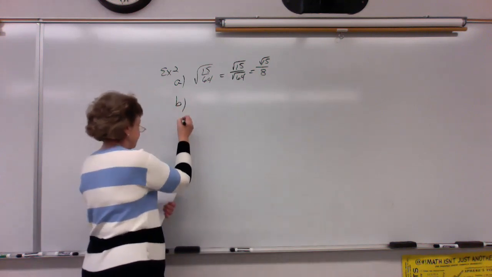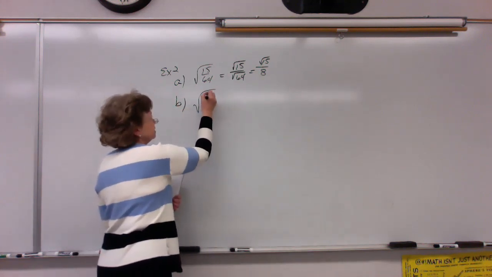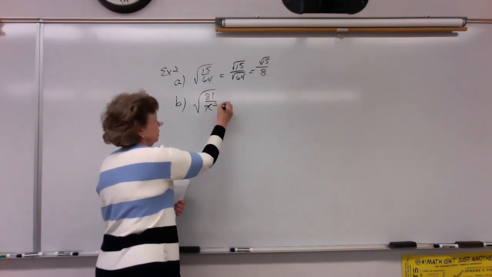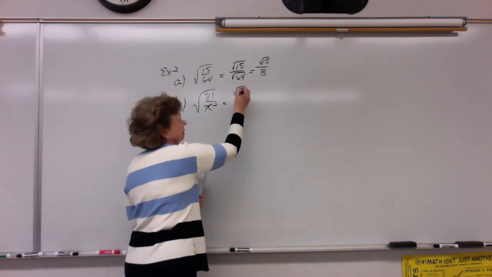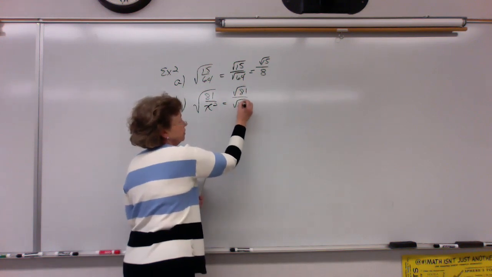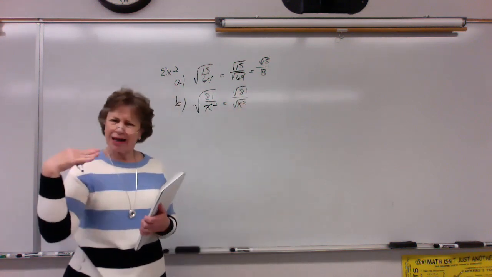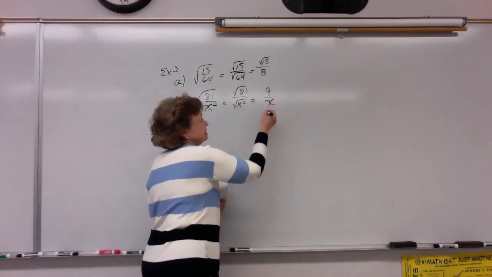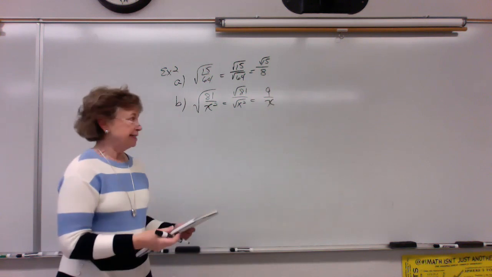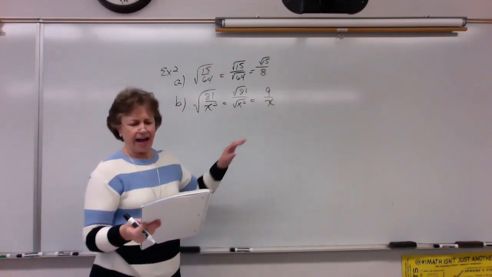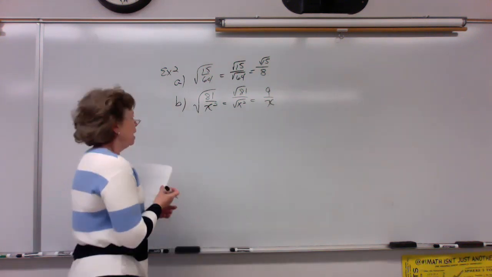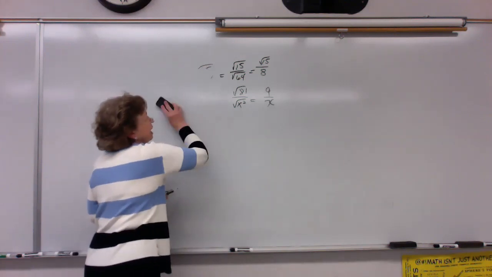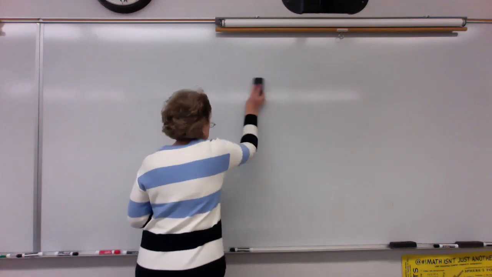If I look at the B example that went with that, that was the square root of 81 over x squared. Pull it apart. Square root of 81 over the square root of x squared. I don't have to write this on my paper. I can mentally pull it apart. I know that that's going to be 9 divided by x, as long as that x does not have any value equal to 0.